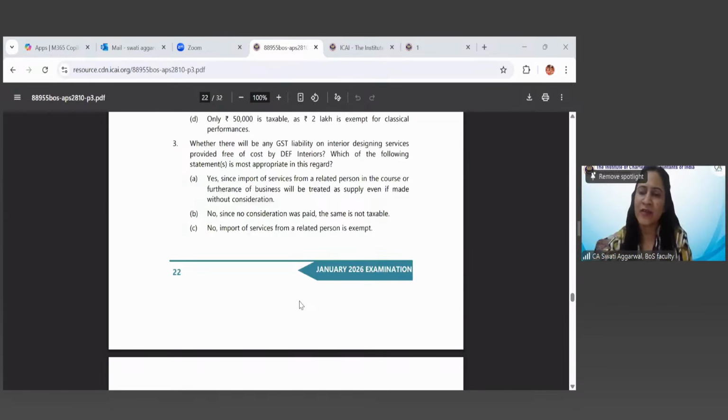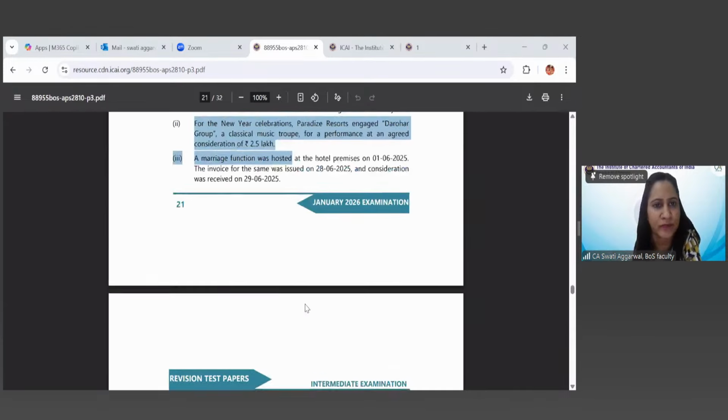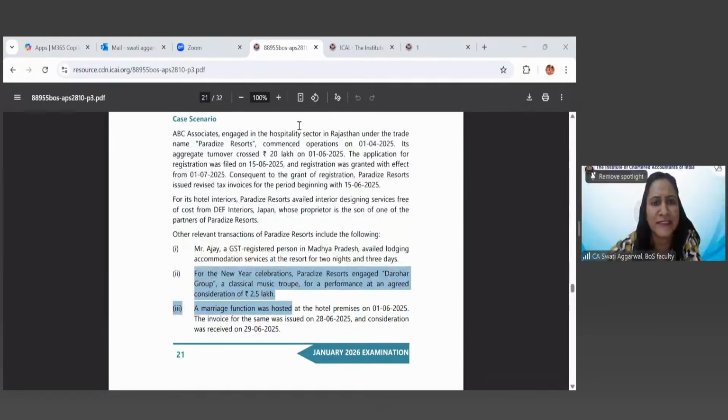So, see, whenever the question says which of the following statements is most appropriate, it might happen that all the four options which are given to you are correct. But what you have to focus on is which of the statements is most appropriate, applying to the facts of the case scenario, which of the statements is the most suitable one. And the relevant facts we can see.